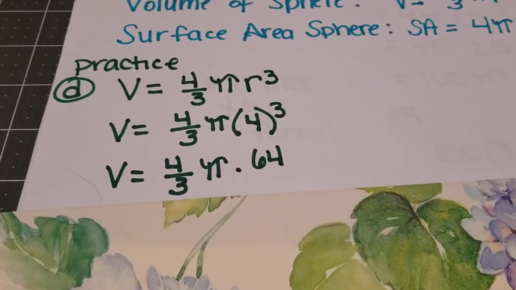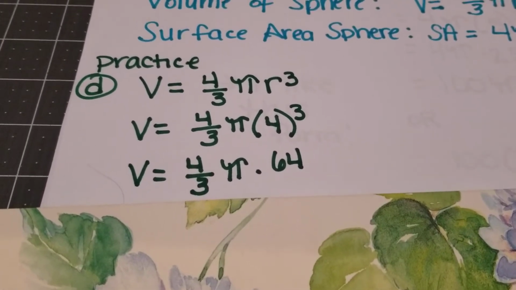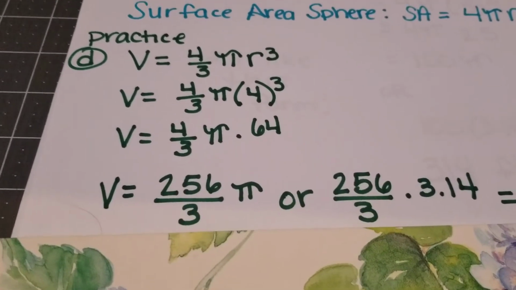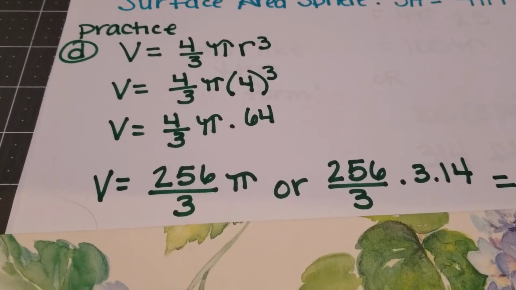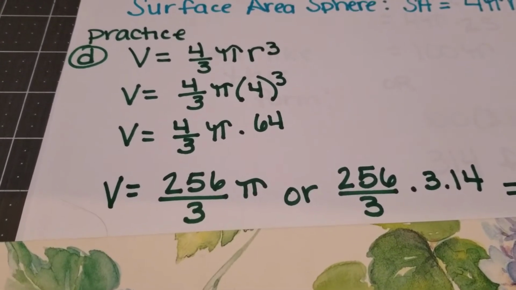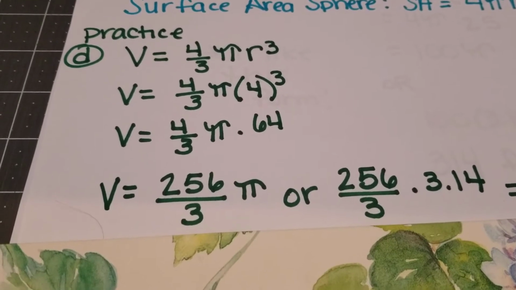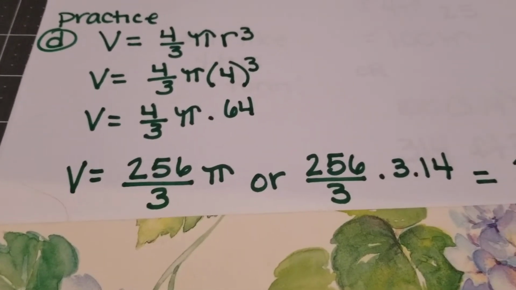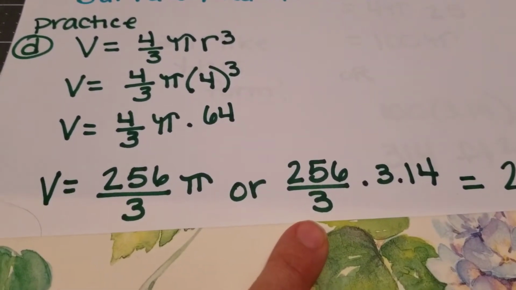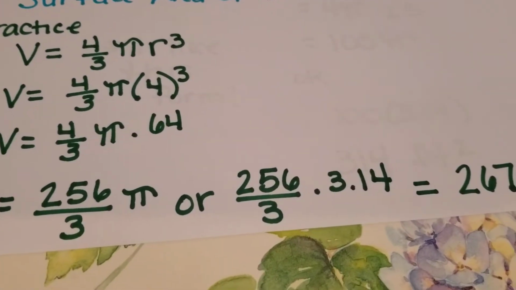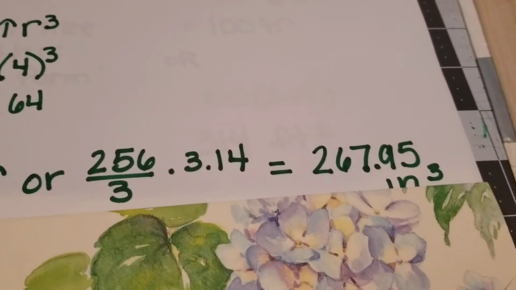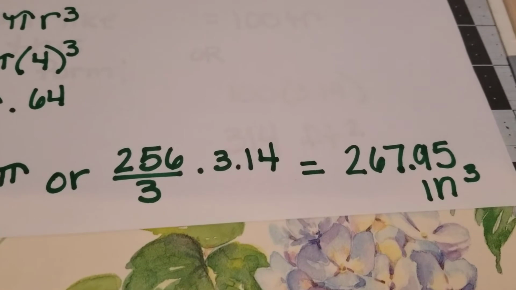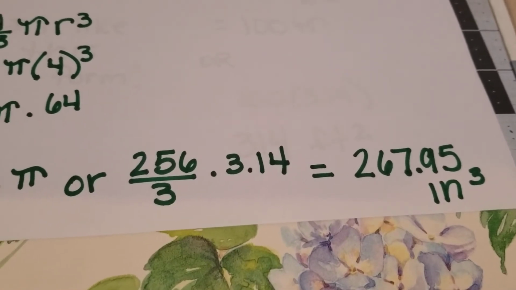4/3 pi times 64, which is 4 cubed. 4 times 4 is 16. 16 times 4 is 64. Okay, I just like to use fractions here. So 256 over 3. So I multiplied my numerators. So 4 times 64 is 256 over 3 pi. And that can't be simplified. I tried. Or I can do 256 over 3 times our equivalency of pi, 3.14. When I do that, I get 267.95 inches cubed. And this book tends to like when we round to the hundredths place.